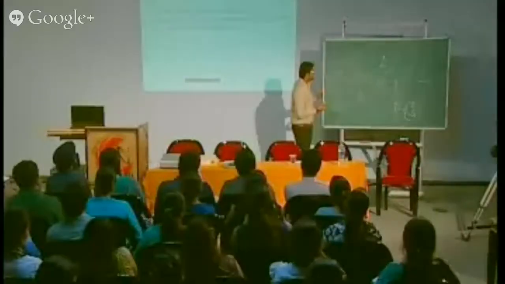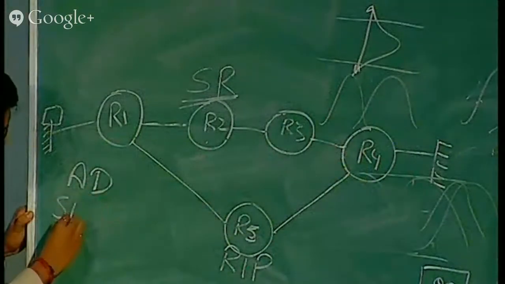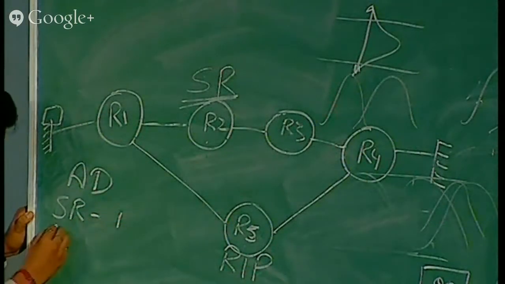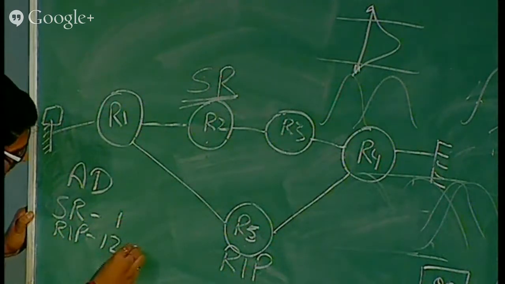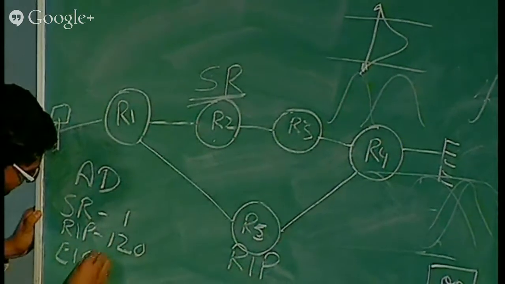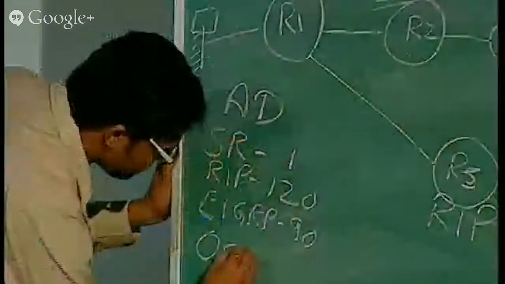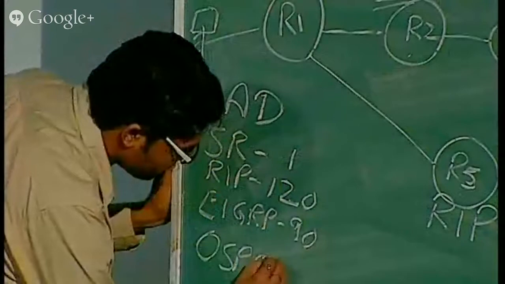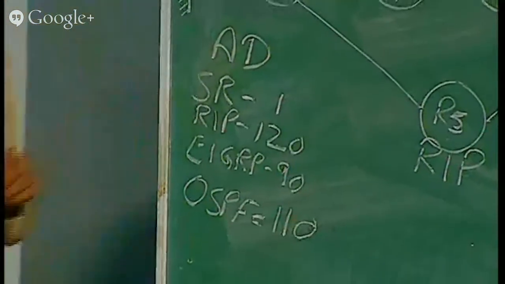AD of static routes is 1. For RIP, it is 120. For EIGRP, it is 90, and for OSPF, it is 110.